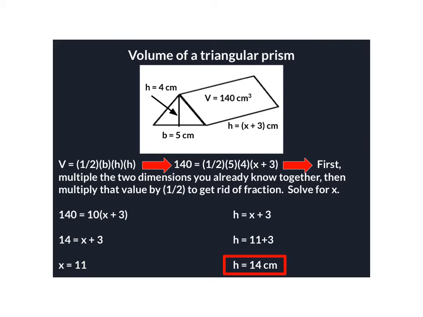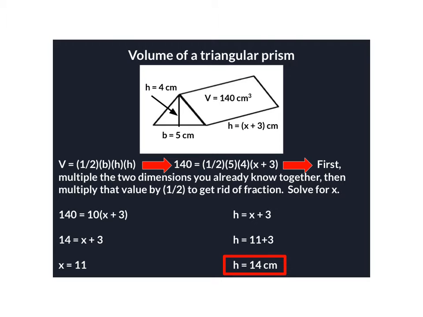Alright guys, so volume of a triangular prism. What we do in here is we take the area of that triangle, which is 1/2 the base right here, times the height of that triangle right here. We take the area of that triangle and then we multiply it by the height of the prism.